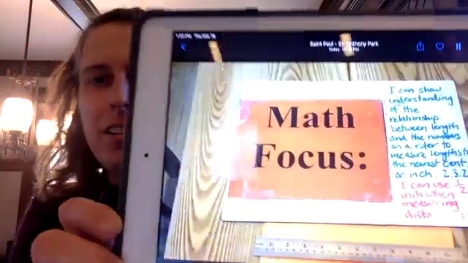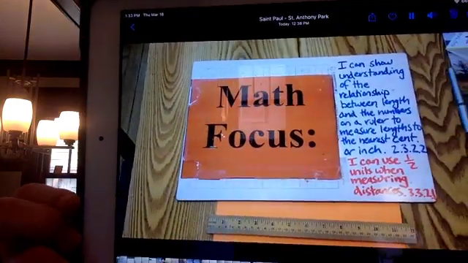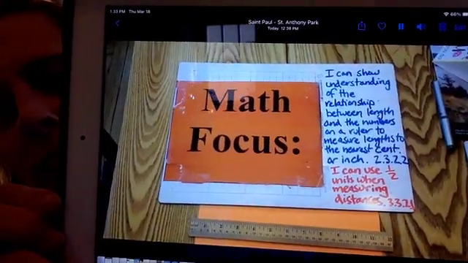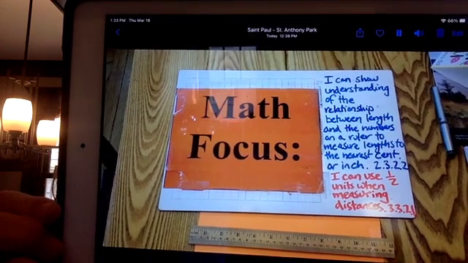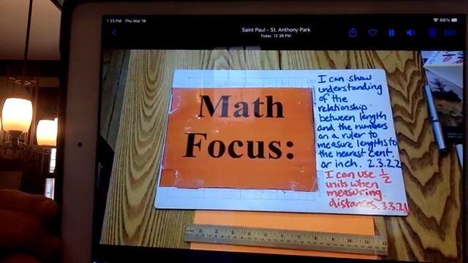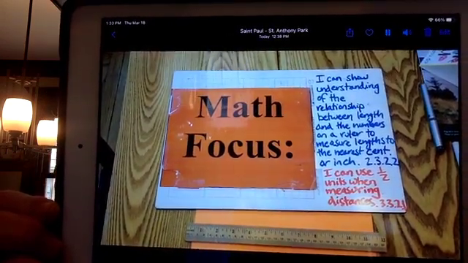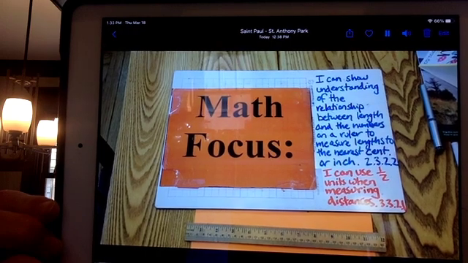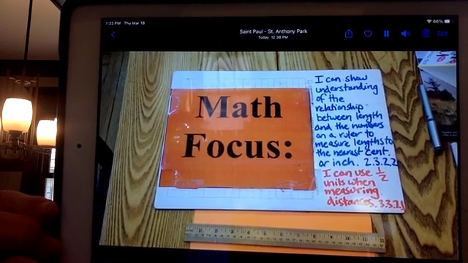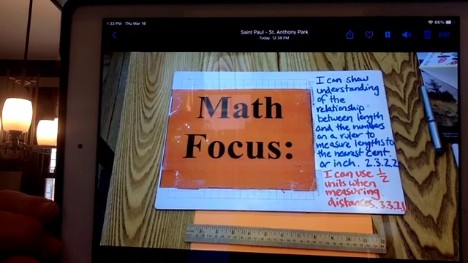Hello friends, today we are going to continue to talk about measurements. Specifically, we are going to continue talking about measuring length, specifically measuring length using customary units. That means inches, feet, and yards.